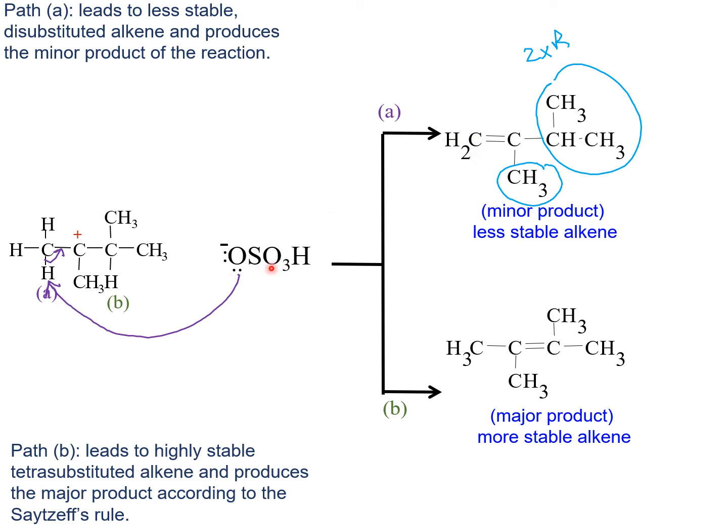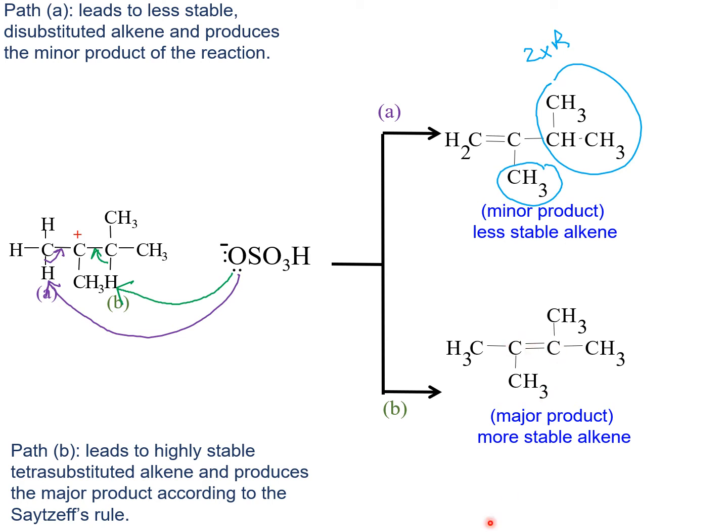Meanwhile, previously you looked at how to draw the reaction mechanism for the major product, where this lone pair, if you choose path B, you take this hydrogen B, and then we form the double bond there, so you will get the major product. This is the more stable alkene. How do you know that this is the more stable alkene?